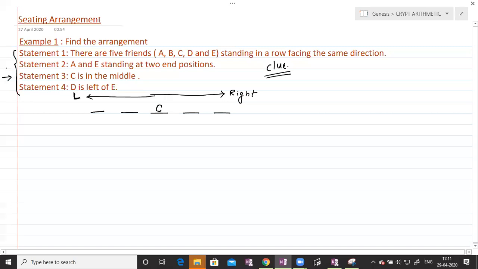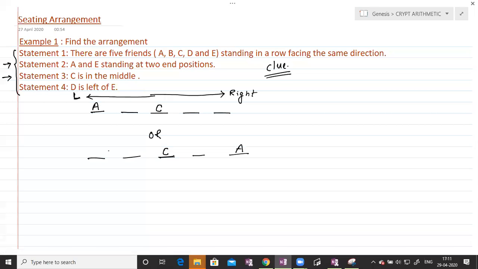Look at statement number 2. Statement 2 says A and E are standing at the 2-end positions. Remember, it's not given which is the left end and which is the right end. So A can be here or A can be here. I hope that makes sense. It's not given that A must be at the left end or A must be at the rightmost end. So E can be here or E can be here. 2 possibilities are there. A can be here or E can be here.